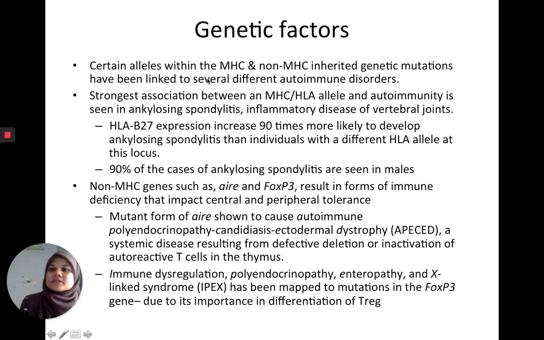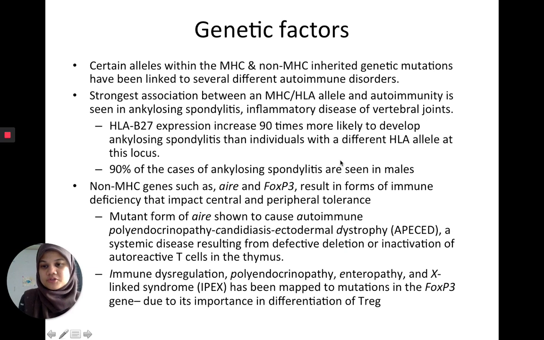For genetic factors, there are certain alleles in the MHC and non-MHC inherited genetic mutations that are known to be associated with autoimmune disorders. One example is the MHC or HLA allele for ankylosing spondylitis. So HLA-B27 is actually 90 times elevated in people who develop ankylosing spondylitis. And interestingly, 90% of this is seen in males.